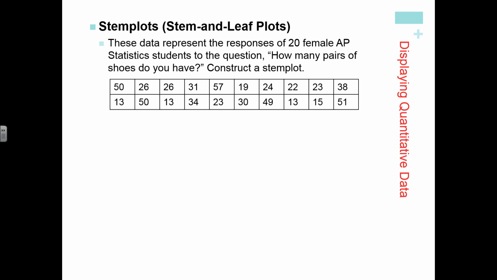All right, so here we're going to look at the 20 female AP Statistics students who were asked how many pairs of shoes they have, and we're going to construct a stem plot. So we're going to separate each observation into a stem, which consists of all but the final digit, and a leaf, which is the final digit. We're going to write the stems in a vertical column from smallest at the top to greatest at the bottom, and then we're going to draw a vertical line to the right of our stems.